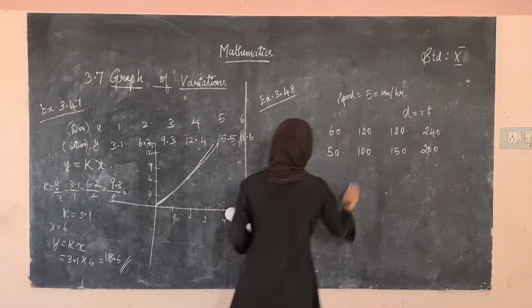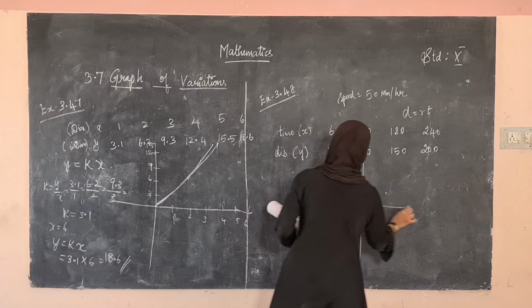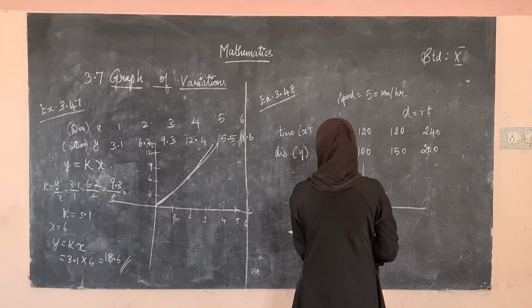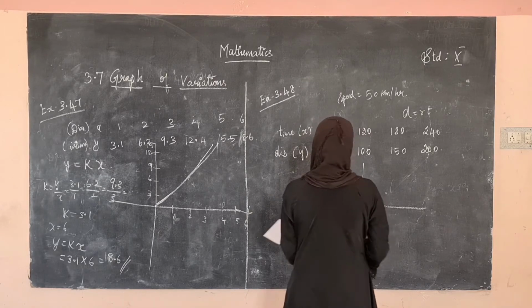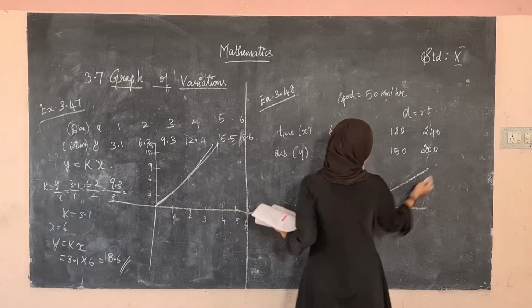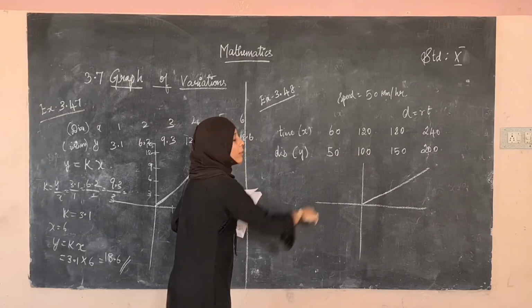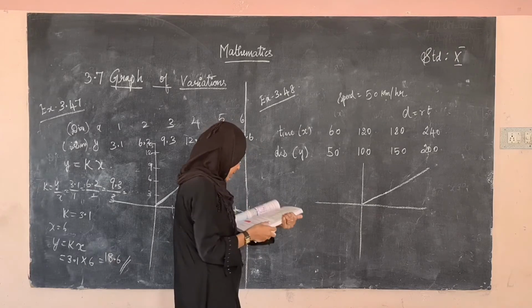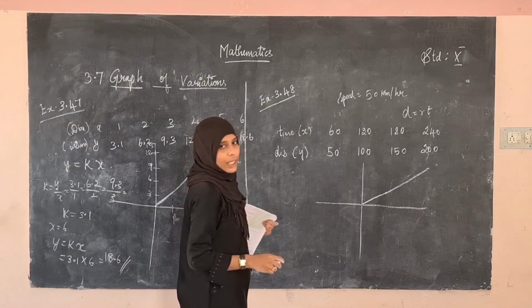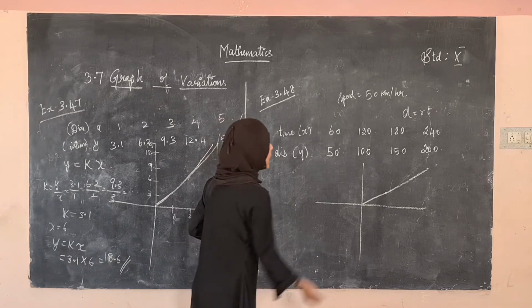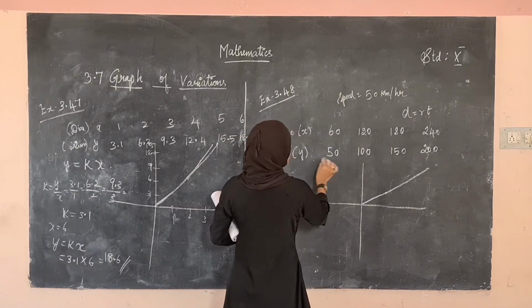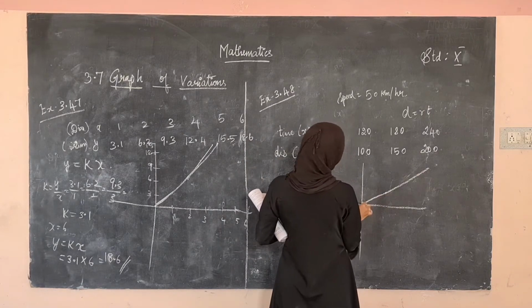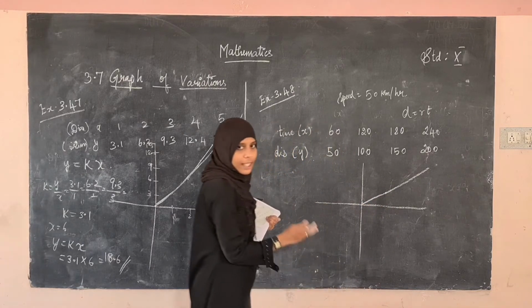Now we have to draw the graph here. If you draw the graph, what will it be? The graph will be a straight line, right? It will be like this. You have to mark the points and draw it. Again, we have to find the constant of variation. Is this a direct variation? There is an increase in time and the distance is also increasing. Both are increasing, and this is a straight line that passes through (0, 0). Therefore, this is a direct variation.